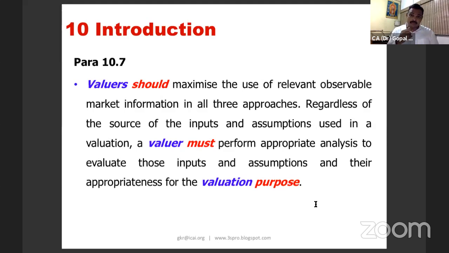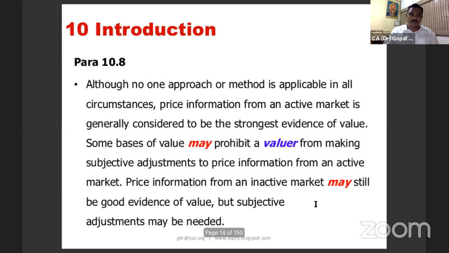Okay, because sometimes those data you may have to actually corroborate. It is not an audit, but you have to corroborate, because data are sometimes given as observable inputs. You may do it, then it is corroborated. If it is being provided by management, you need to corroborate it. So that is very important. That point we will discuss in the later part also. Although no one approach or method is applicable in all circumstances.